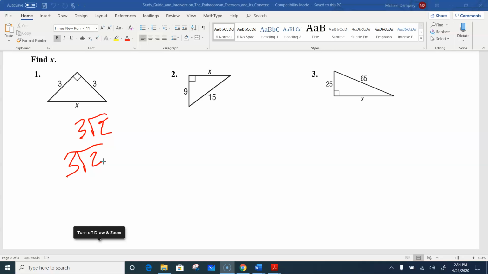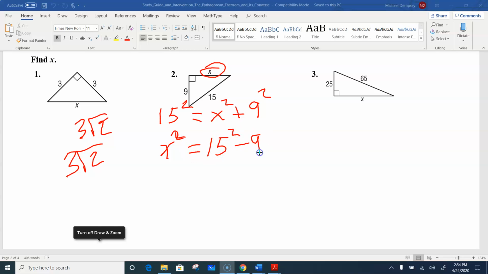All right, now the next one is a little bit different. What's missing is a leg. So again, 15 is going to be by himself. He is the hypotenuse. So he's going to be equal to x squared plus 9 squared. In order to find x squared, we'll have to subtract. So x squared is going to be equal to 15 squared minus 9 squared. If you want to jump to that right away, if you know I'm looking for a leg, I'm going to subtract the smaller from the larger, then go for it right away.